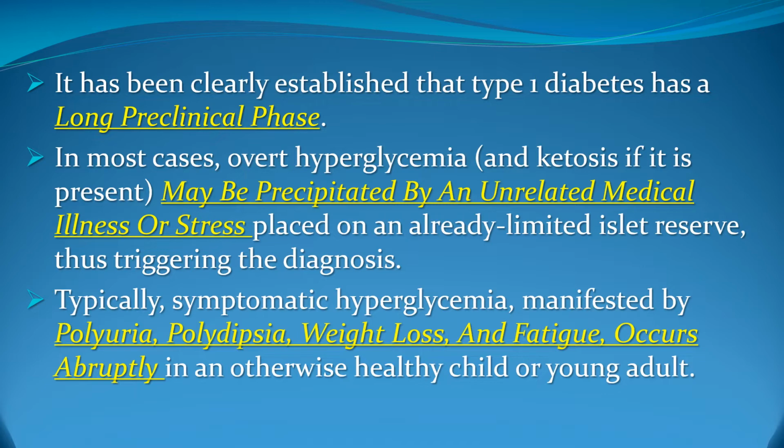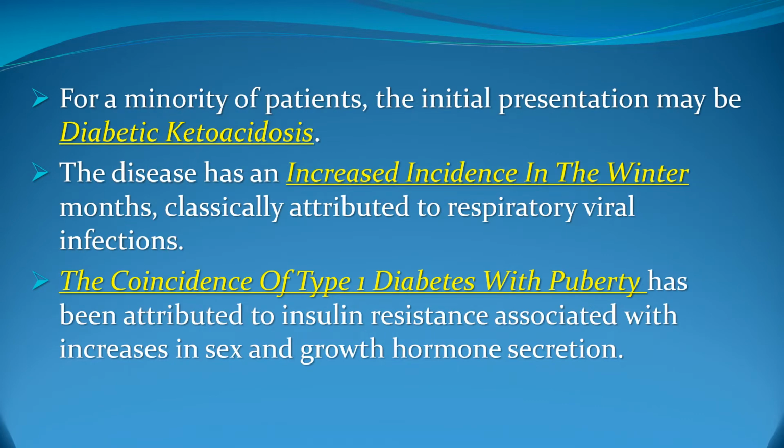Usually the presentation of type 1 diabetes is truly explosive, and the symptoms are very apparent in the form of polyuria, polydipsia, weight loss, and fatigue. Sometimes the onset of diabetes can present as diabetic ketoacidosis. In other words, the first presentation of type 1 diabetes can be diabetic ketoacidosis.